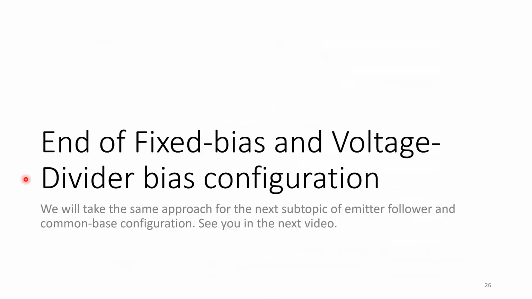So we're at the end of this video. This is the end of the fixed bias and voltage divider bias configuration. We will take the same approach for the next subtopic of emitter follower and common base configuration, and we'll finish off the BJT AC analysis with that video.